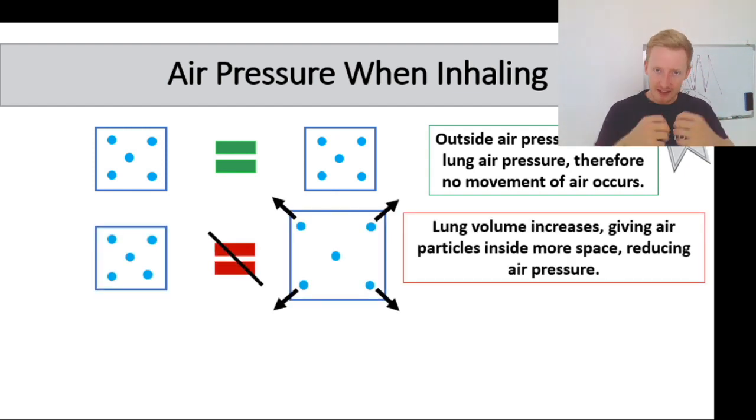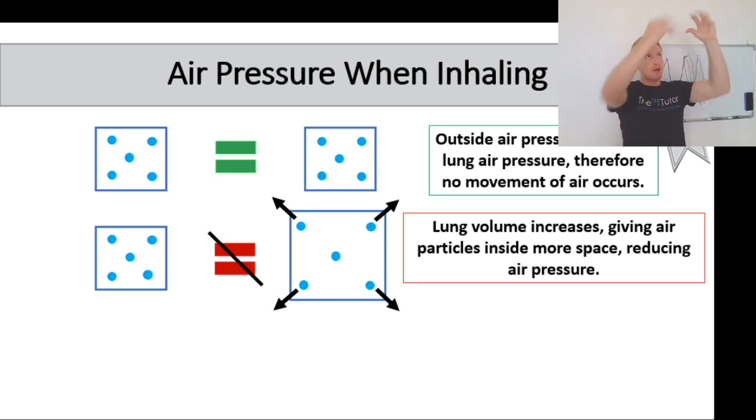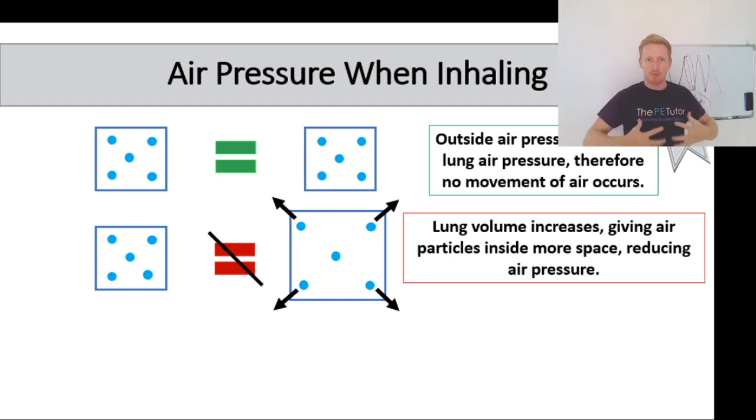But when we breathe in, what we actually do is increase the volume. So we expand the size of the cube inside of our lungs. So now the air that used to be in there has got more space to rattle around in. So now this cube outside of us is looking on and thinking, oh, hold on, the air particles in there have got loads more space than what I've currently got. I'm really packed in comparison to the amount of space available down there.